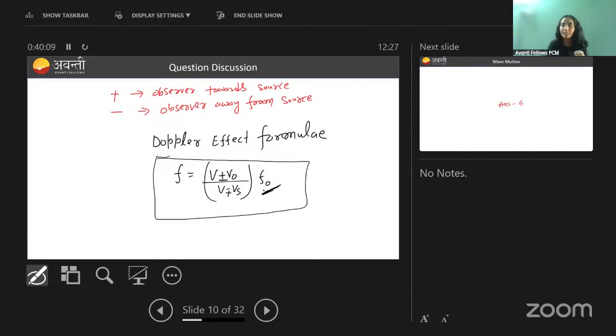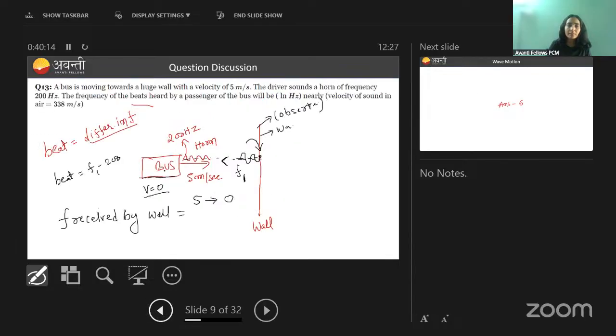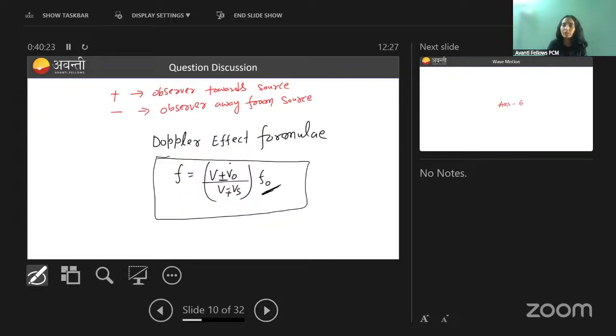F naught is the incident frequency, the frequency of the incident wave. So here the incident wave's frequency is 200 hertz. It is getting received by the wall. So which frequency is getting received by the wall? For that you will see here.